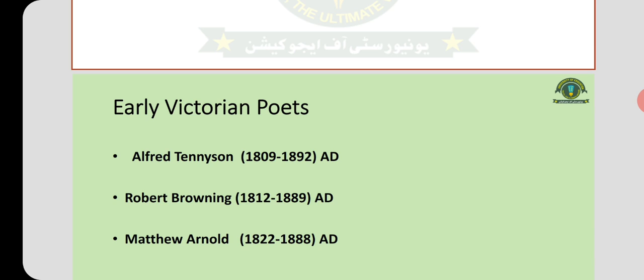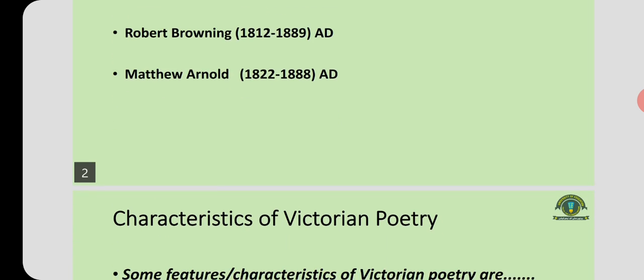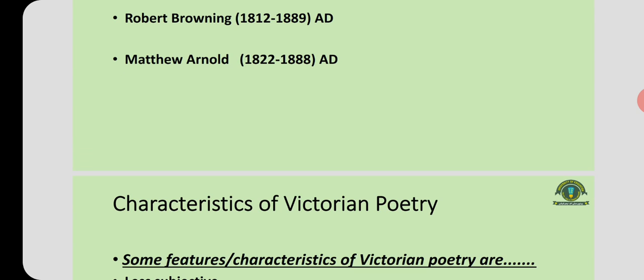The other poets are Robert Browning and Matthew Arnold, who was a born critic and also a poet. Robert Browning was a poet, and Alfred Tennyson is the most recognized early Victorian poet.